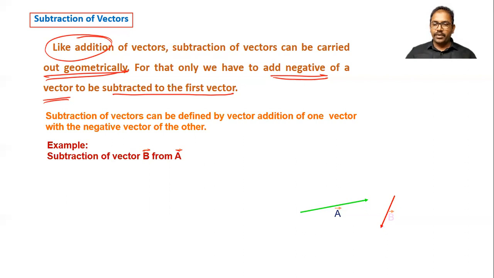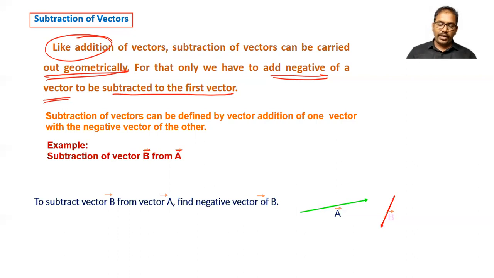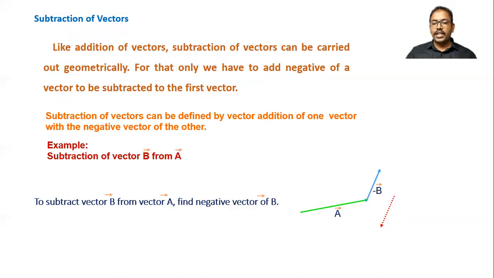Negative vector means I reverse the direction of B. So subtract vector B bar from A bar. Find the negative vector of B bar. Negative vector means I reverse the direction, you can see I reverse the direction. Then, as I reverse the direction, keep it near this vector A bar.